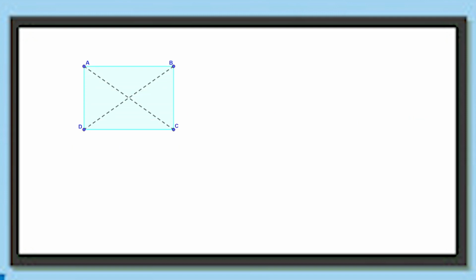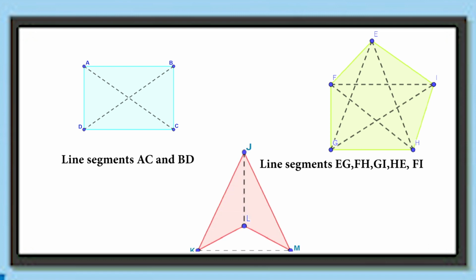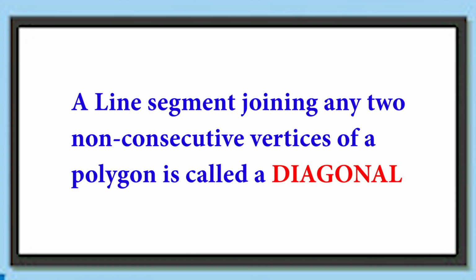In the quadrilateral ABCD, line segments AC and BD. In the pentagon EFGHI, line segments EG, FH, GI, HE. And in the quadrilateral JKLM, line segments JL and KM. All these line segments are joining the non-consecutive vertices of the polygons and hence they are called the diagonals. A line segment joining any two non-consecutive vertices of a polygon is called its diagonal.